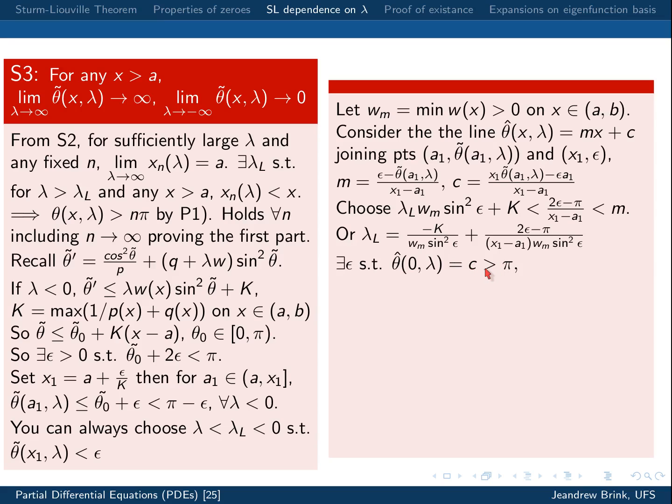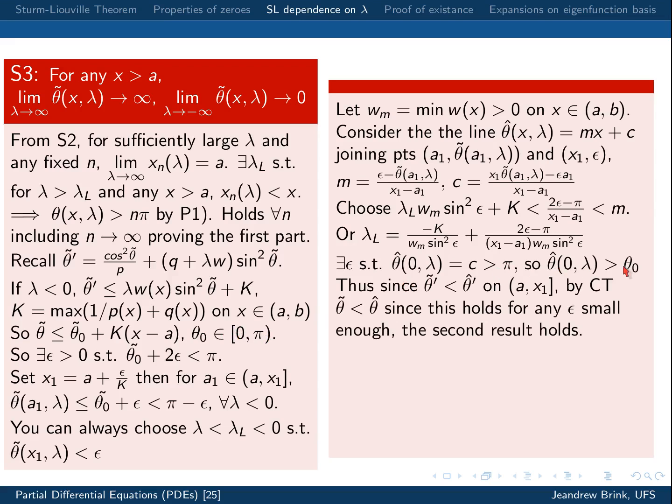Okay, so we now have a condition where our comparison function is assured of having an initial condition which is always greater than pi, which is always greater than the initial condition of the function we're comparing it with, because we know that theta 0 is chosen to lie in 0 and pi. And then since we know that theta tilde prime is less than the comparison function's derivative on 0 x1, by a comparison theorem, theta tilde is less than the comparison function.